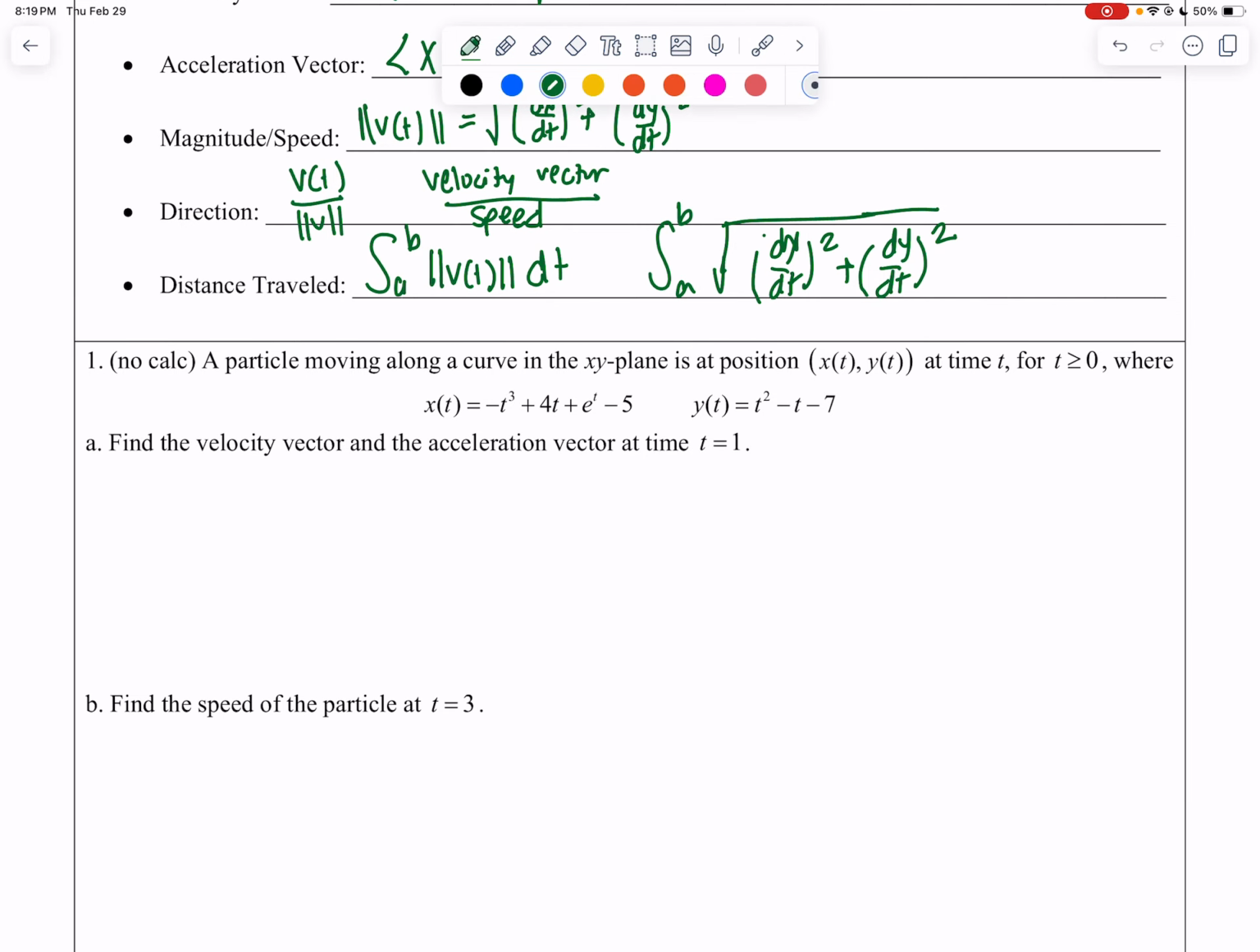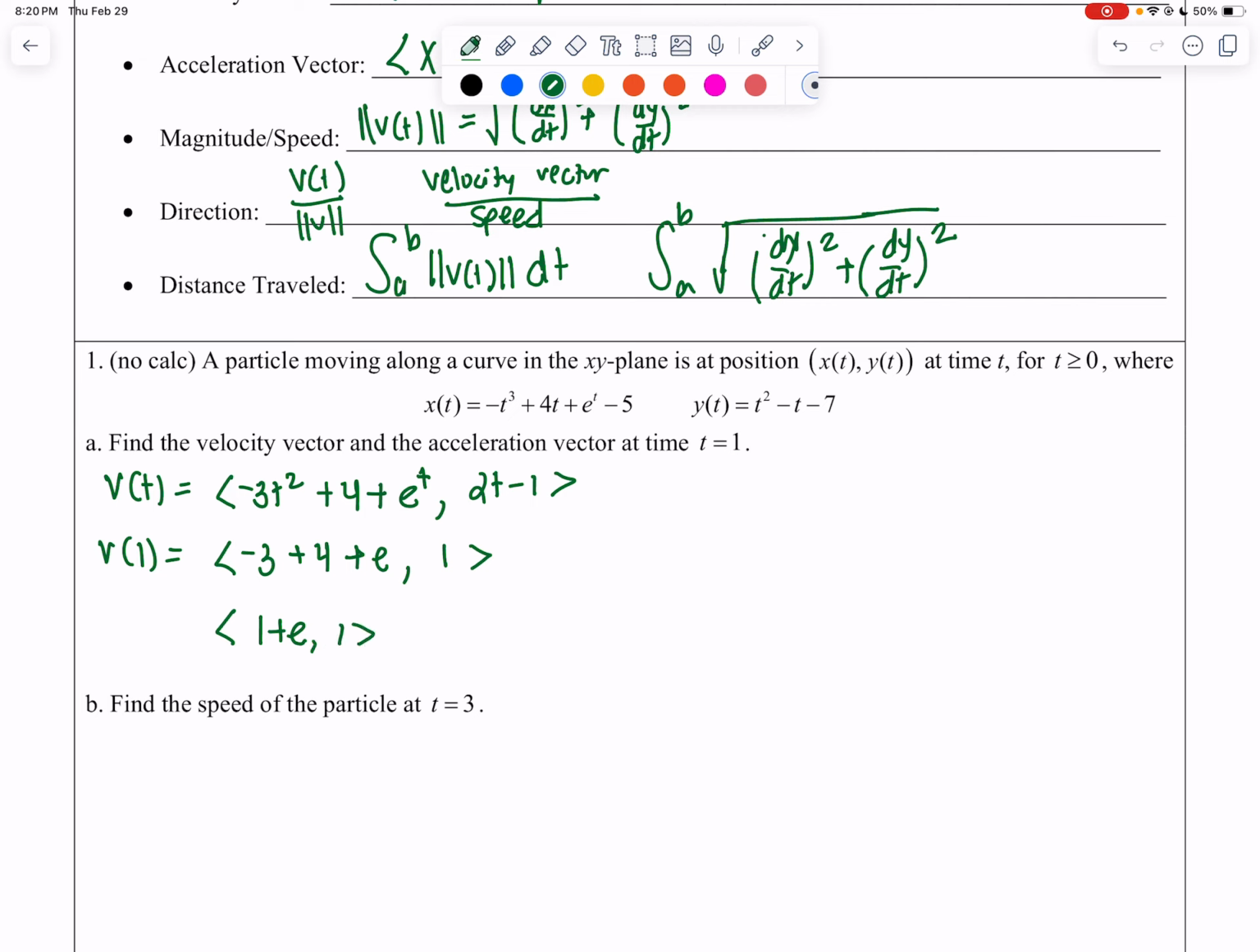So to do this, you are just going to go ahead and take the velocity, aka the derivative, of both x and y. So negative 3t squared plus 4 plus e to the t. That's your x component. Your y component is just 2t minus 1. And you're going to call it a day. Of course, it tells you to find the velocity vector at t is equal to 1. So you're just going to evaluate that at 1. Negative 3 plus 4 plus e, comma, 2 minus 1. This can be simplified down to 1 plus e, 1.